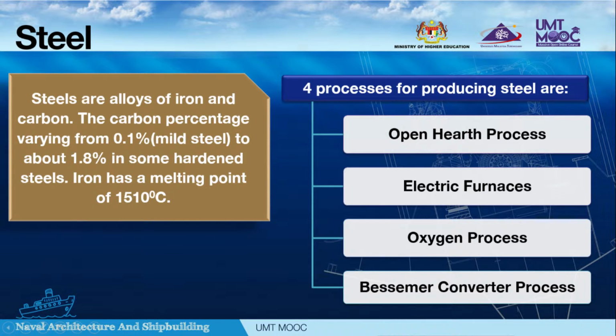In this slide, we will learn a bit about the production of steel. Steel is an alloy of iron and carbon, where the carbon content varies from 0.1% to 1.8%. And the processes which are followed to produce steel can be divided into 4 categories. One is open hearth process, electric furnace, oxygen process, and Bessemer converter process.